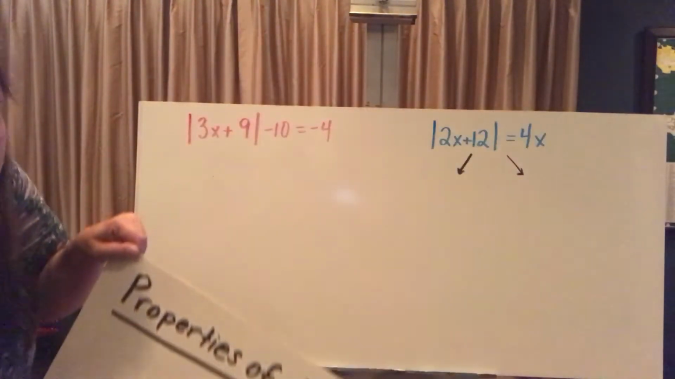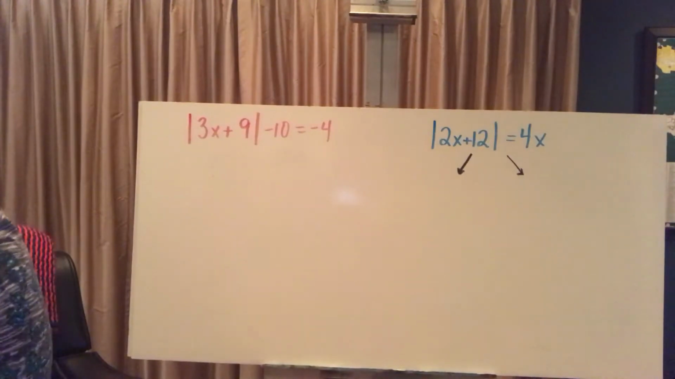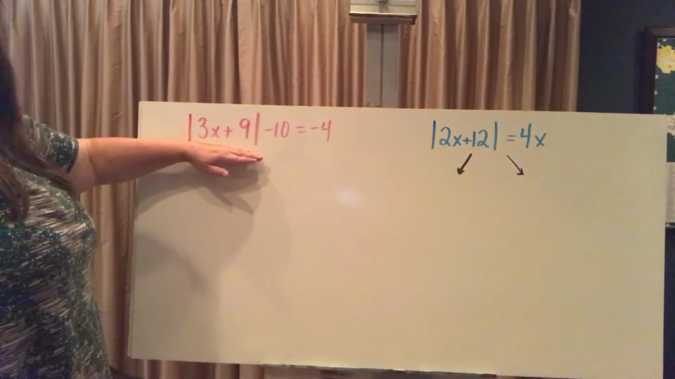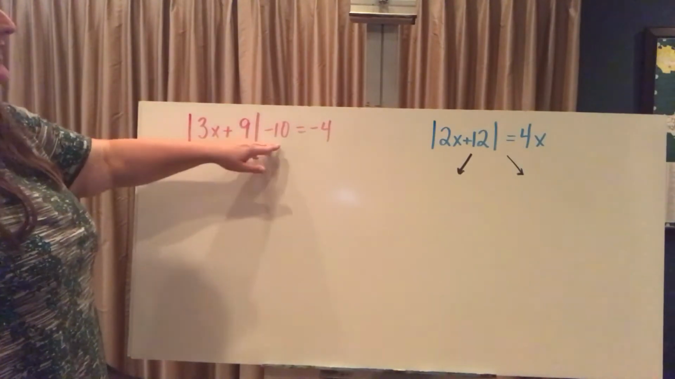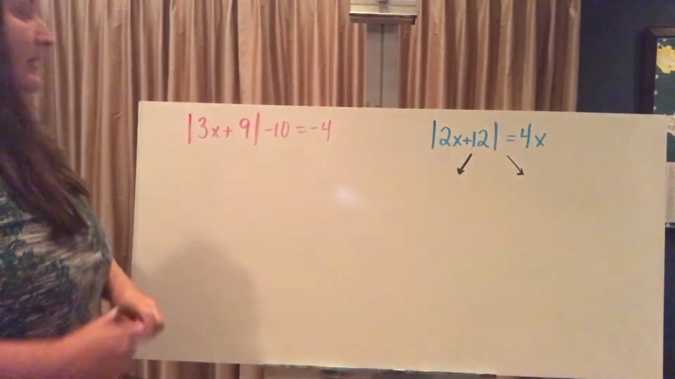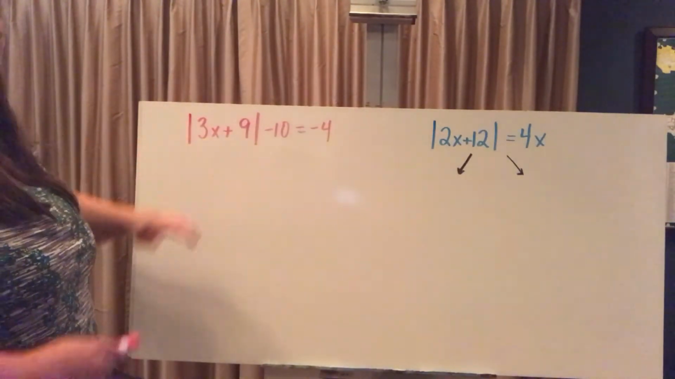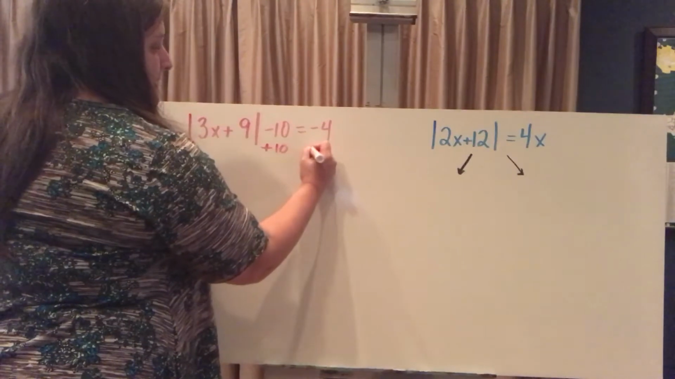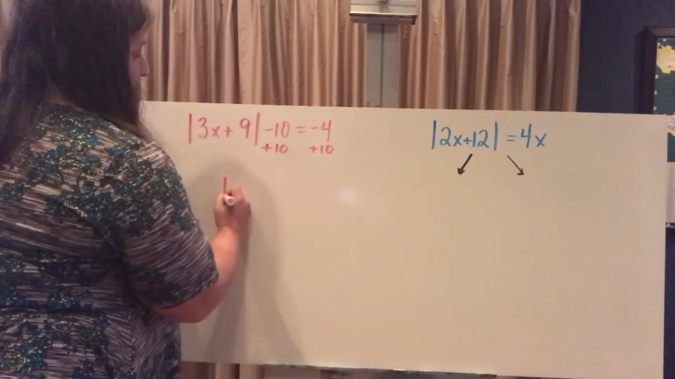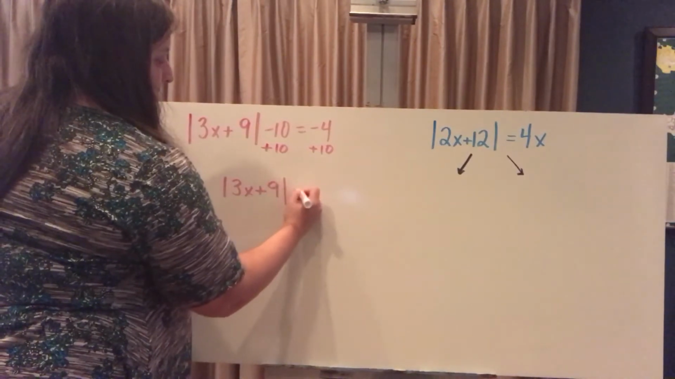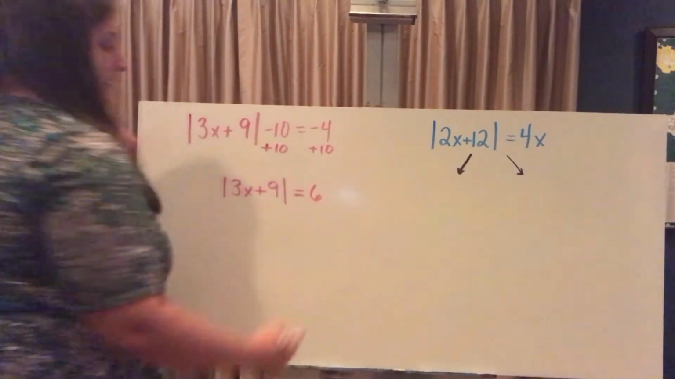So let's get to solving an equation. Here we have an absolute value equation. Here's my absolute value, 3x plus 9. I also have a minus 10 and an equals negative 4. So the first thing I want to do is get this absolute value by itself. So I'll add 10 to each side. So I now have absolute value 3x plus 9 equals 6.